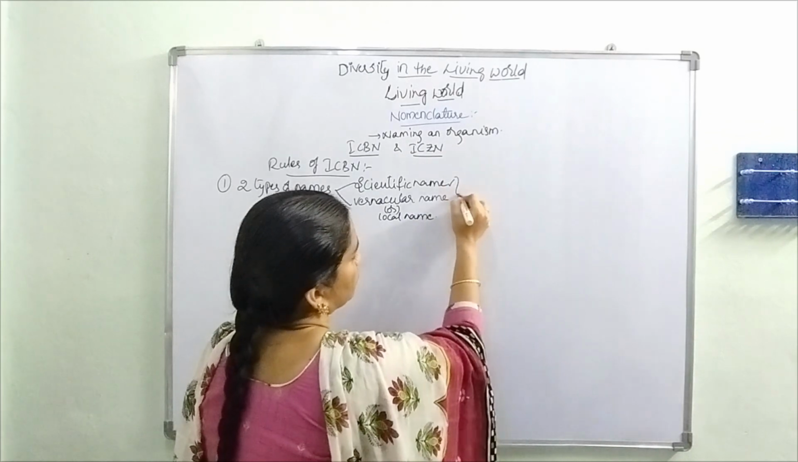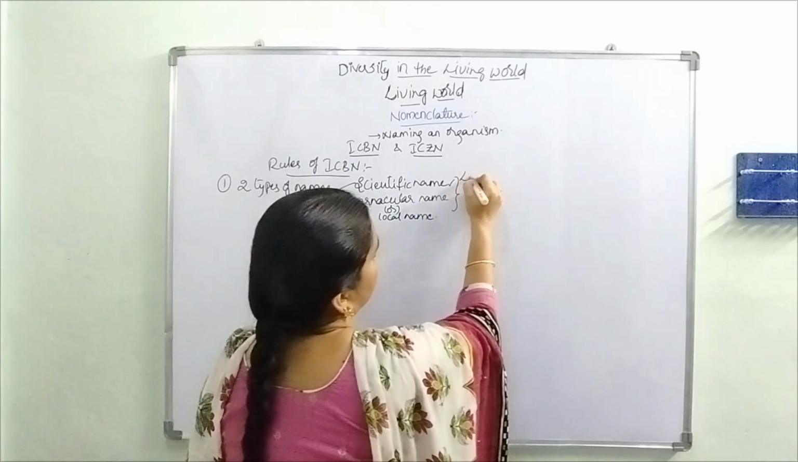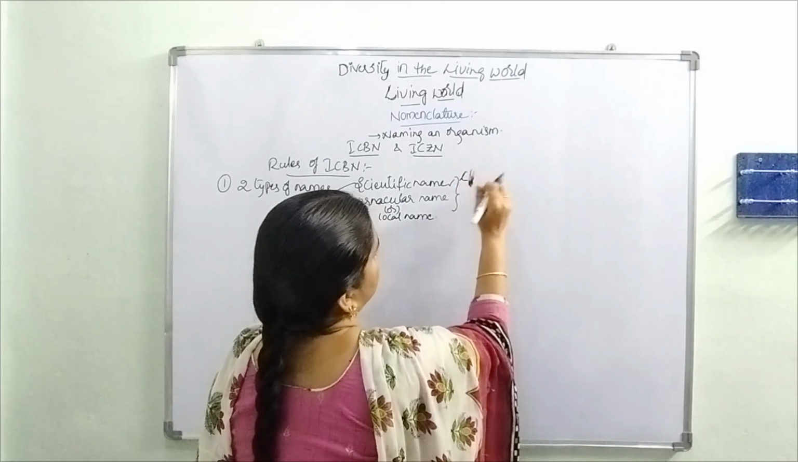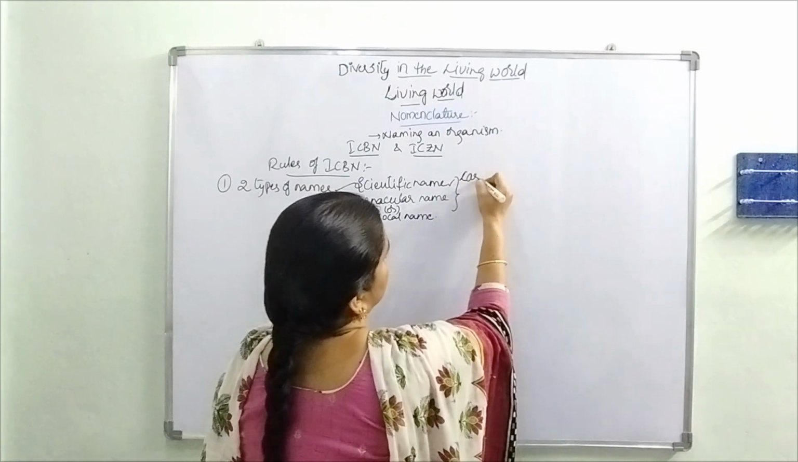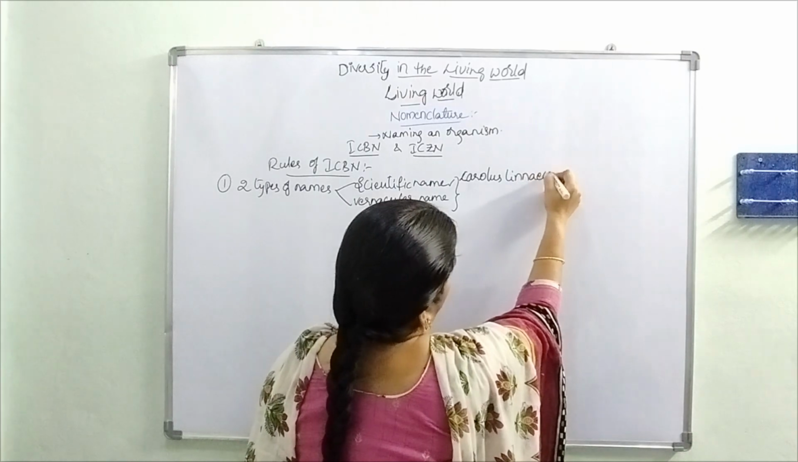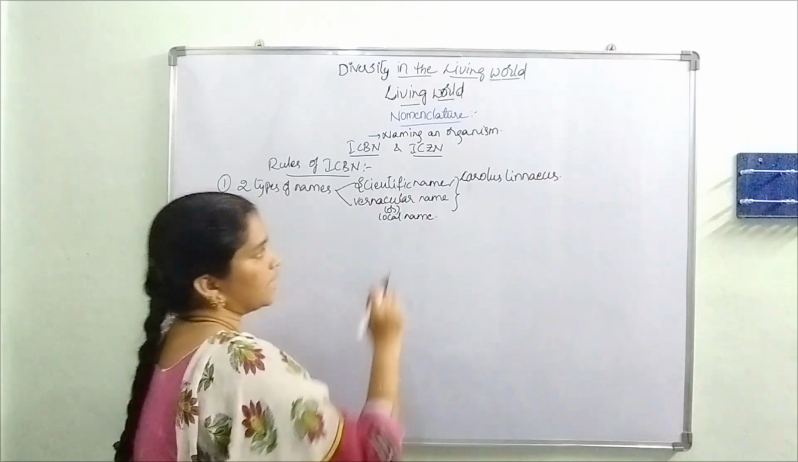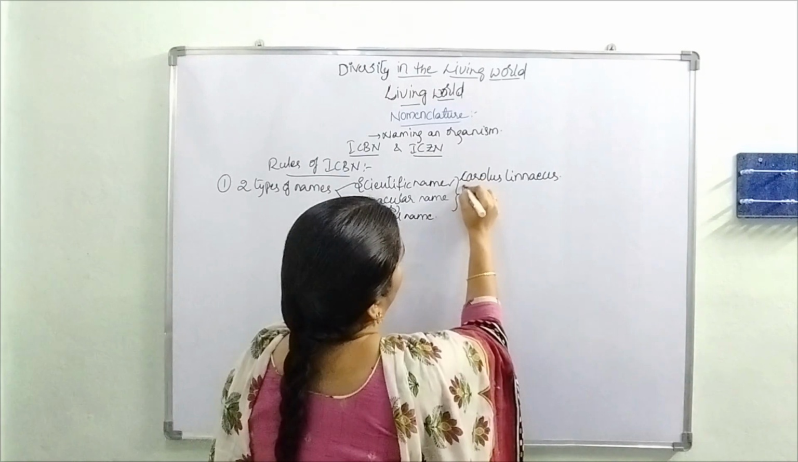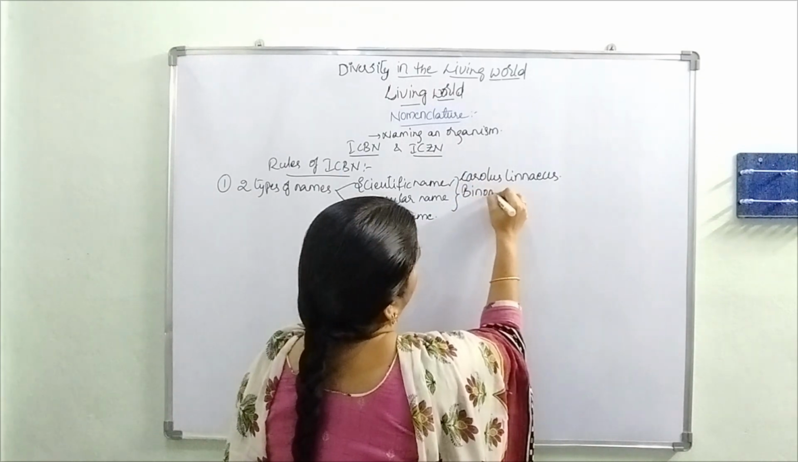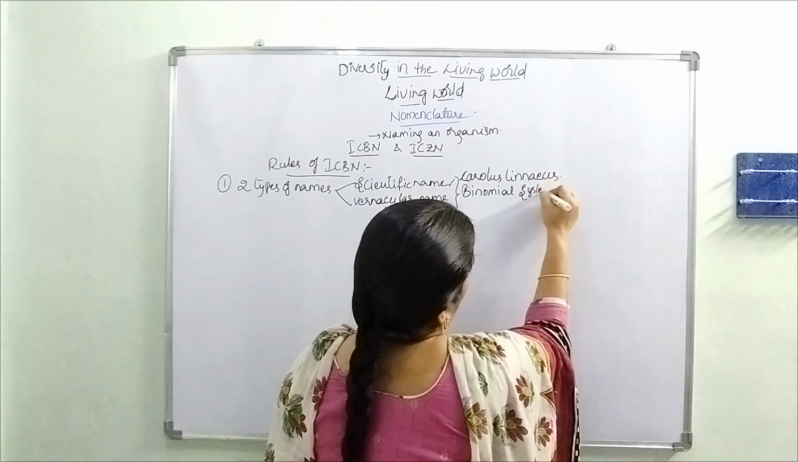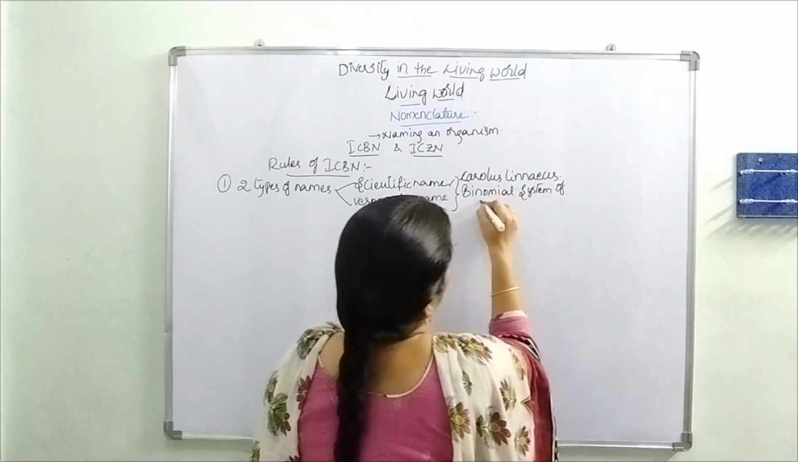Both of these names were given by the scientist Carolus Linnaeus. And he called this type of system of nomenclature the binomial system of nomenclature.